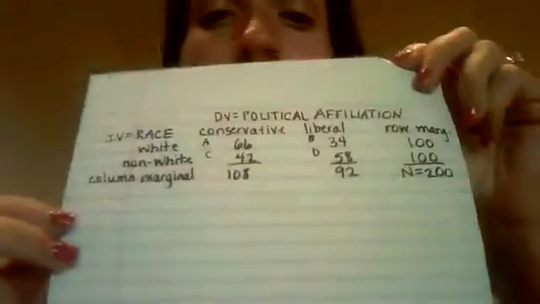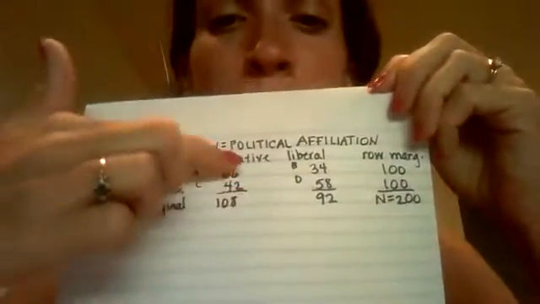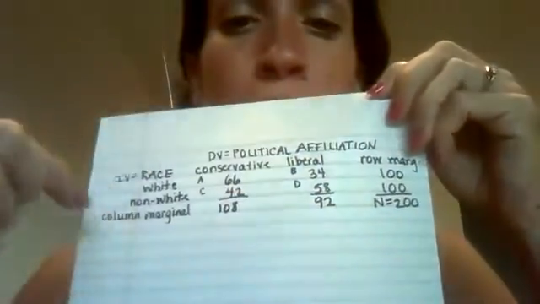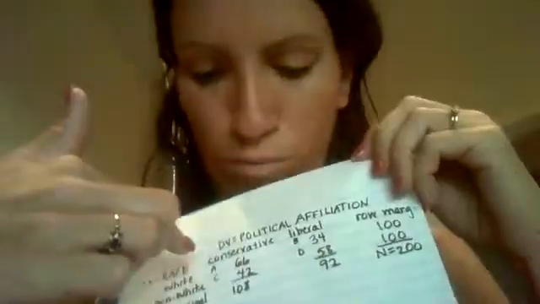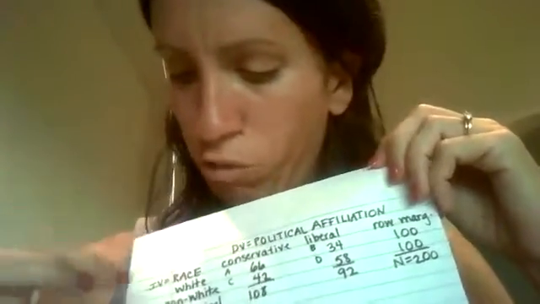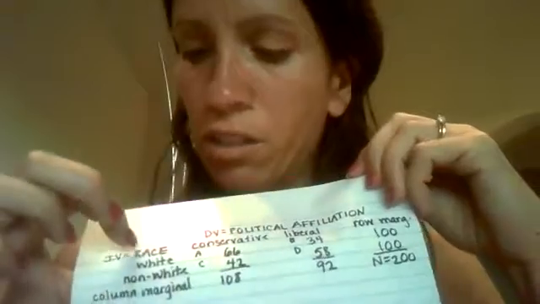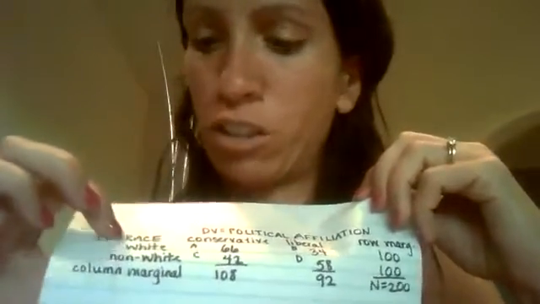So going back to this example, hopefully you can see that. I have 2 columns, and I have 2 rows. You do not include the marginals. You're just including the substantive information. So you're looking at whites and non-whites and conservatives and liberals. So the number of rows is 2. Minus 1 is 1. Now the number of columns, 2 minus 1 is 1. 1 times 1 is 1. So my degrees of freedom equal 1.